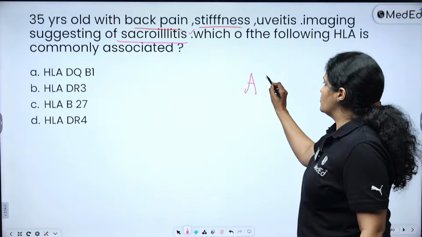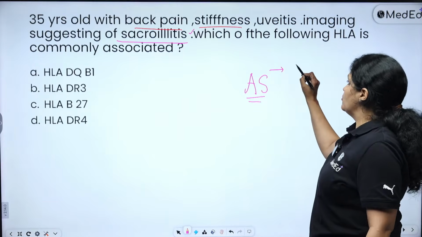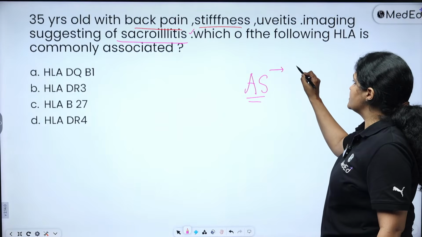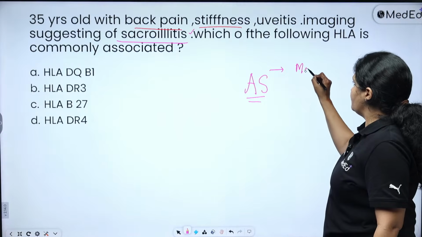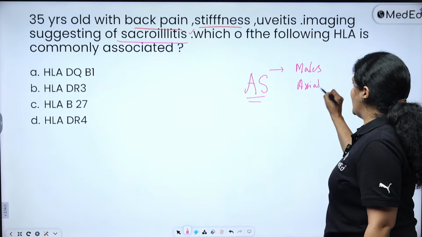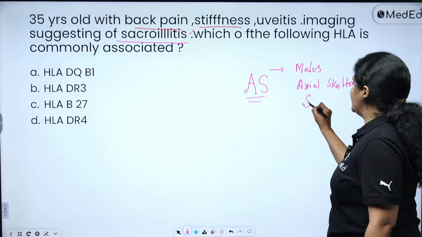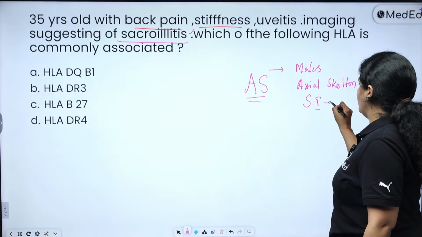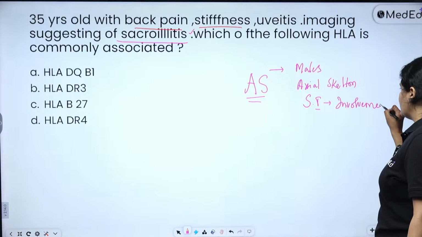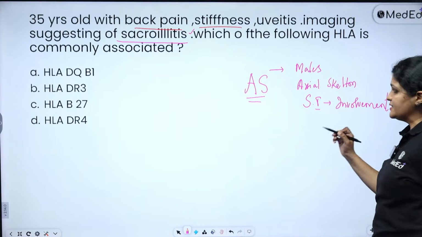It is ankylosing spondylitis. Ankylosing spondylitis is usually an autoimmune condition. This is mostly seen in males, and usually in the axial skeleton. So the axial skeleton is involved, and the most important thing is to see sacroiliitis involvement. The involvement of the sacroiliitis is very, very important to diagnose it as ankylosing spondylitis.